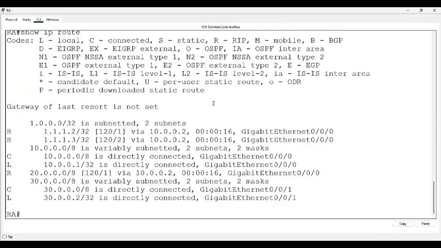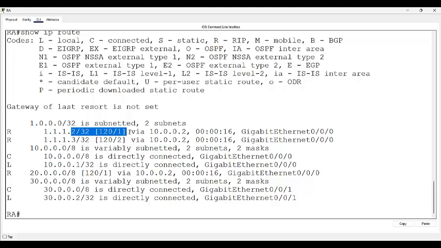Show IP route. I can see the routes given by 120 administrative distance protocol, which is RIP. R means RIP here. And it says it's 2 hops away, whereas 1.1.1.2 is 1 hop away. So the routes are already there, but not through EIGRP, through RIP. Now, if I enable EIGRP, what will happen? EIGRP will preempt RIP. What does that mean? EIGRP will overcome RIP, override RIP.